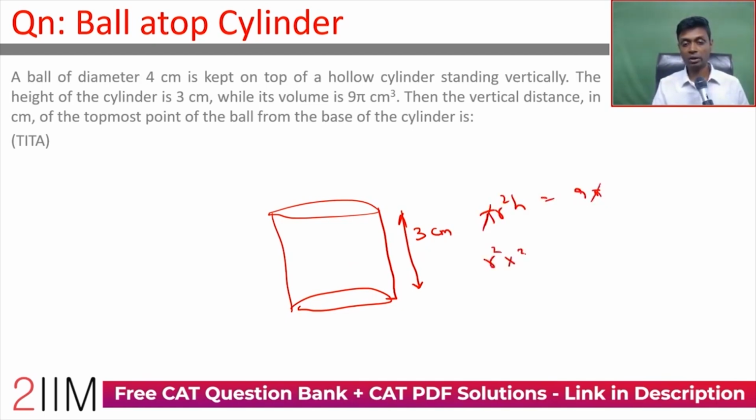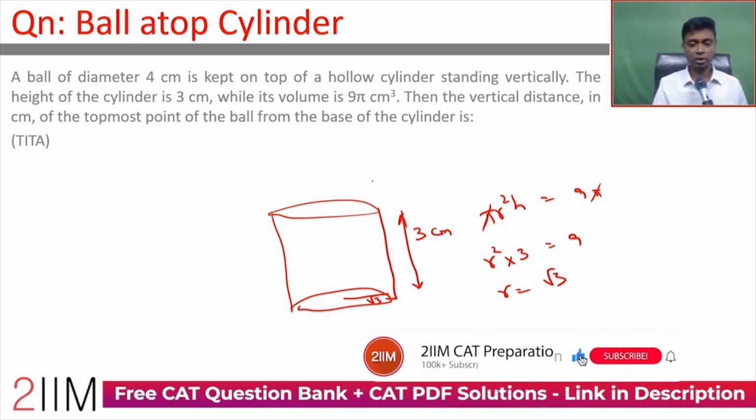R square into 3 is 9, or R is root 3. Radius is square root of 3. A ball of diameter 4 centimeters is kept. Then the vertical distance in centimeters of the topmost point of the ball from the base of the cylinder.